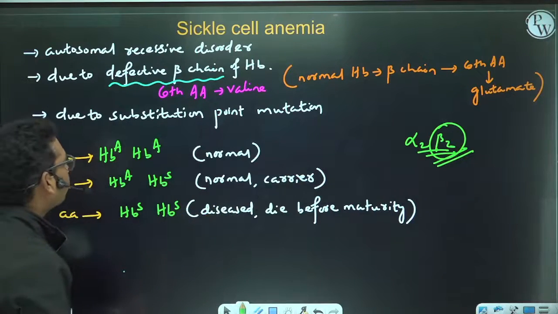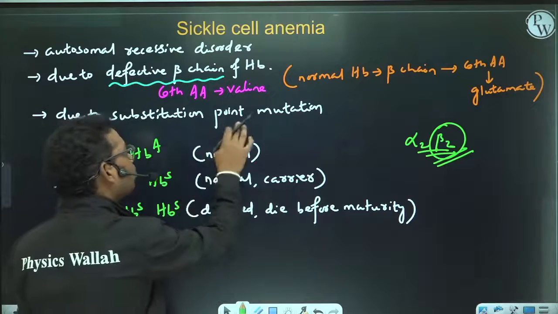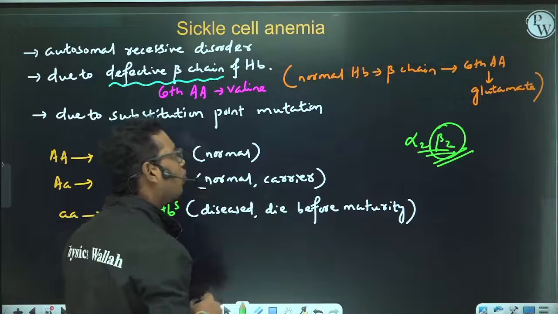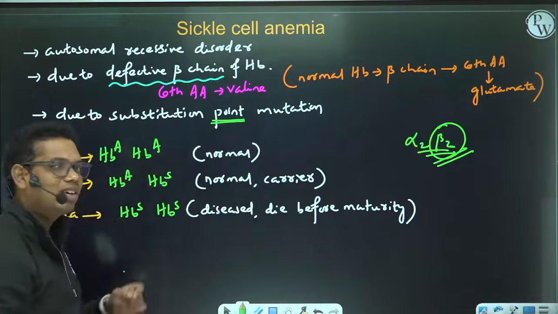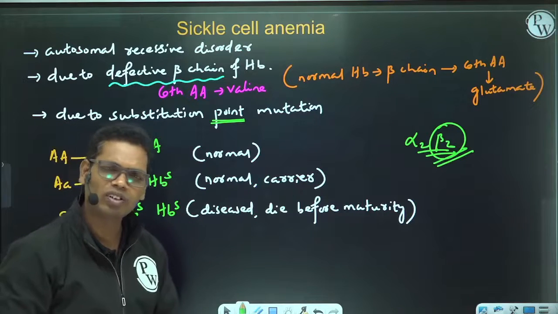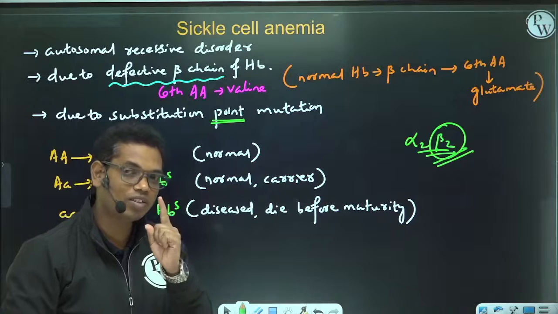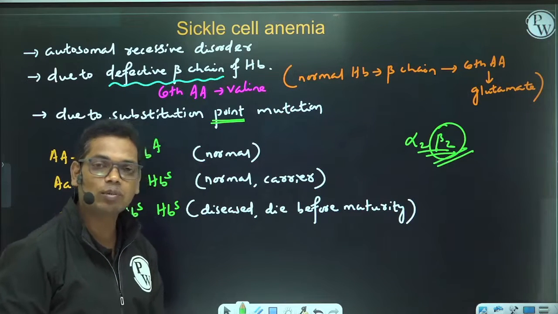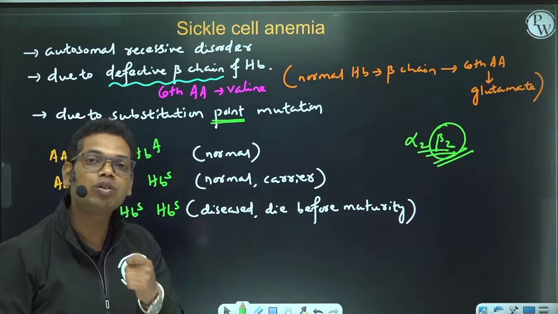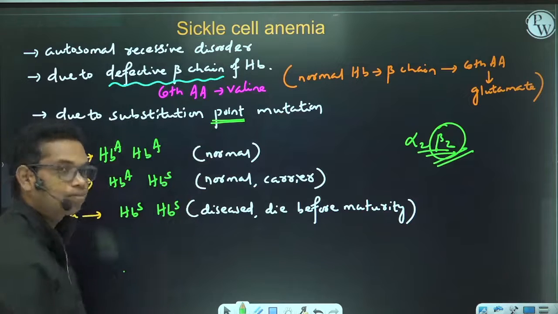Let me give some time. And this sickle cell anemia is due to point substitution mutation. What do you understand by point mutation? Any mutation in which there is a change in a single base pair, whether that is deletion, addition, or substitution. If there is a change in a single base pair, that is point mutation. And in case of sickle cell anemia, the point mutation is due to substitution. So I will call this a substitution point mutation.